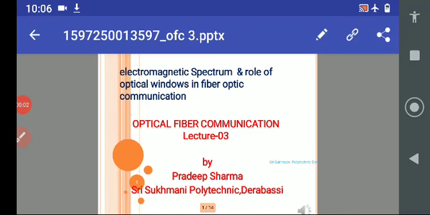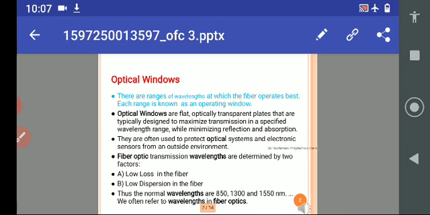Good morning, students. The topic for today's lecture is the electromagnetic spectrum and the role of optical windows in fiber optic communication. First of all, we will try to understand what we mean by optical windows. The optical windows are the range of wavelengths at which the fiber operates at its best. Each range is known as an operating window.